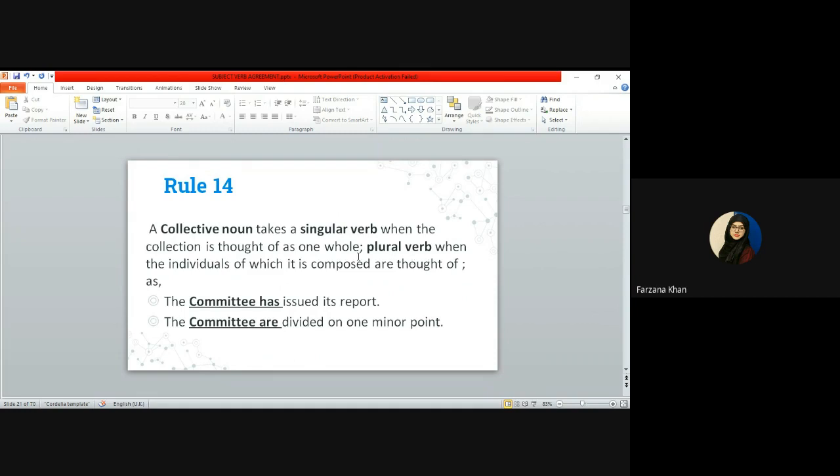In the example, you can see: The committee has issued its report. Here, a singular verb, "has", has been used for the collective noun "committee". Why has a singular verb been used here? Because the committee has been taken as one idea, one entity, and you can say one whole entity is represented by the committee.